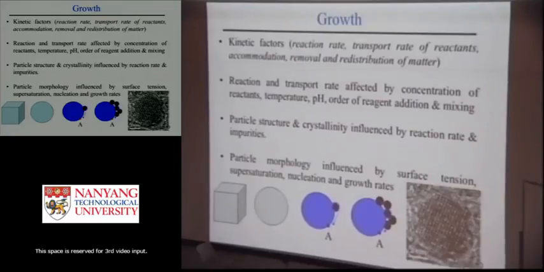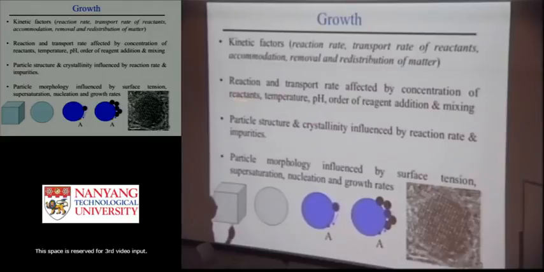Those kinetic factors can be adjusted by simply changing the synthesis parameters. For instance, if I want to increase the reaction rate, I can simply increase the temperature. In most cases, it will increase the reaction rate. So this is an example. You can change those synthesis parameters in order to affect those kinetic factors. Then it will lead to a change of the property, the morphology, and the size of the material.